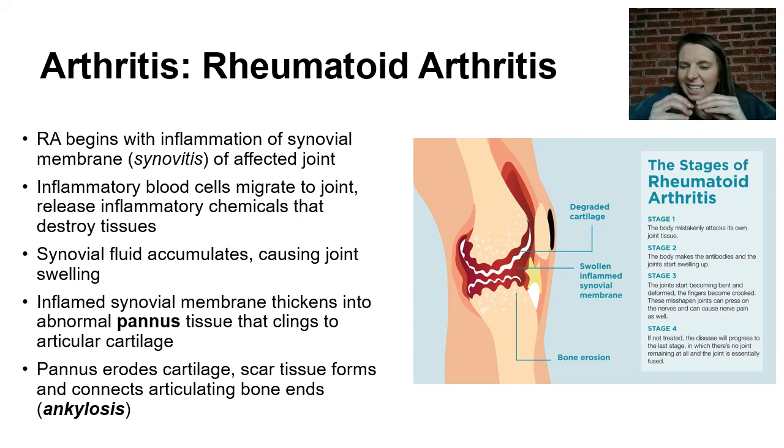So it just is like a stickier sort of tissue that now is going to cling onto the cartilage of the articulating bones. And pannus tissue unfortunately erodes cartilage, and so the scar tissue is going to form, and scar tissue is going to connect the actual articulating bone ends. So now instead of not necessarily having an attachment at the synovial joint, the ends of the bones are literally being attached by this scar tissue, and this is called ankylosis.